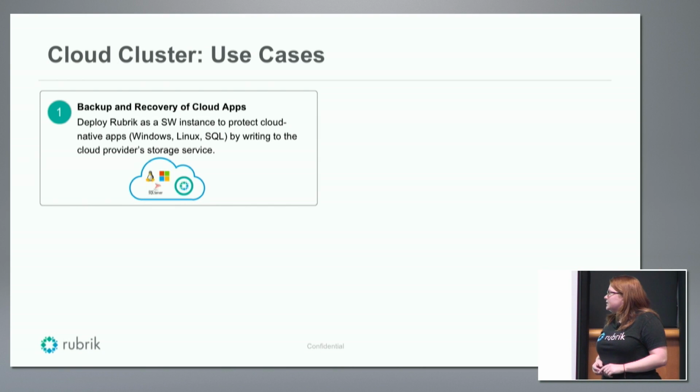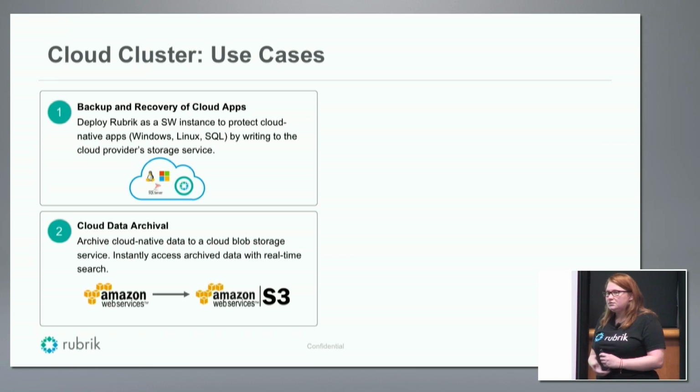So what are our use cases? Backup and recovery of our cloud data. All right, so we're going to be protecting our workloads, our instances that are running in Azure and AWS. Secondly, archival. Right, we're already able to do this on premises to the cloud, but if you're running Rubrik in the cloud, you can still archive within AWS, right, or even archive elsewhere.